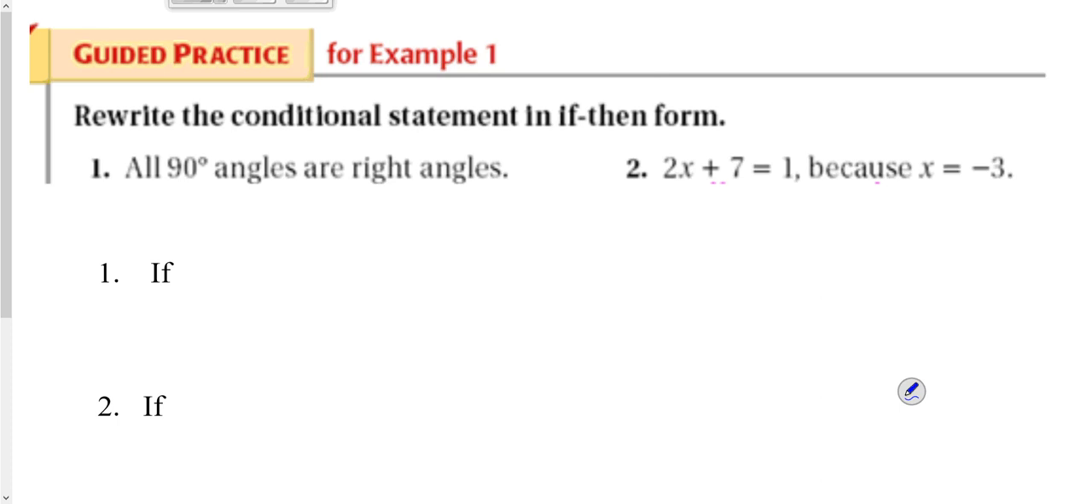All right, some more examples. So in this one, we need to rewrite the conditional statement in if-then form. So here, number one says all 90-degree angles are right angles. So this first part is the P. The second part is the Q. And we can say that if the angle measures 90 degrees, then it is a right angle.